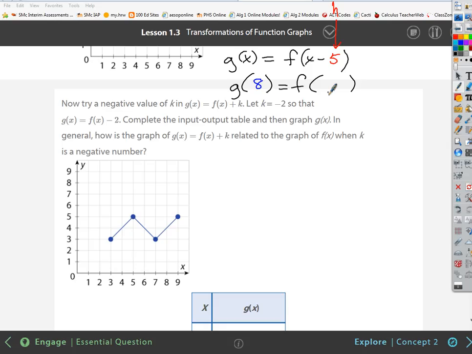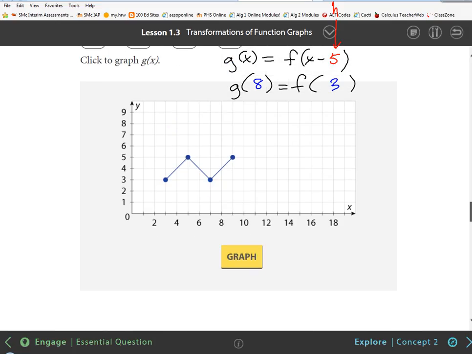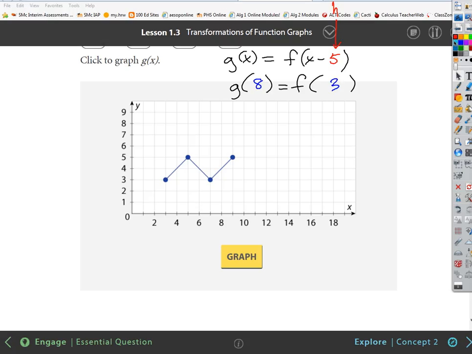Agreed? Okay. Well, what is f of 3 equal to? So f of 3, that just means the y value of f when I plug in an x value of 3, right? Okay, so what am I going to get for that? I'm going to get 3, aren't I? F of 3 equals 3, so g of 8, if I graph g, must equal 3, right? I got to go down a little bit on this one because it's not a white graph. Let's go down to here. So g of 8 equals 3.